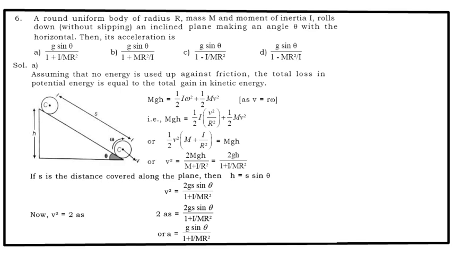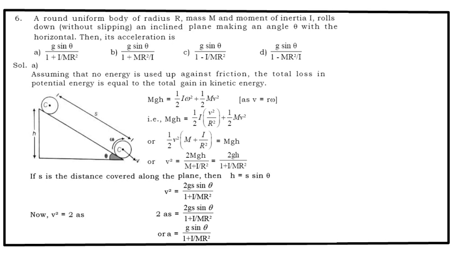I substitute that value. So when I equate all this, I get v square is equal to 2 mgh upon m plus I by r square. I cancel m from the numerator and also from the denominator. I get an expression for v square. Now that h should be replaced.